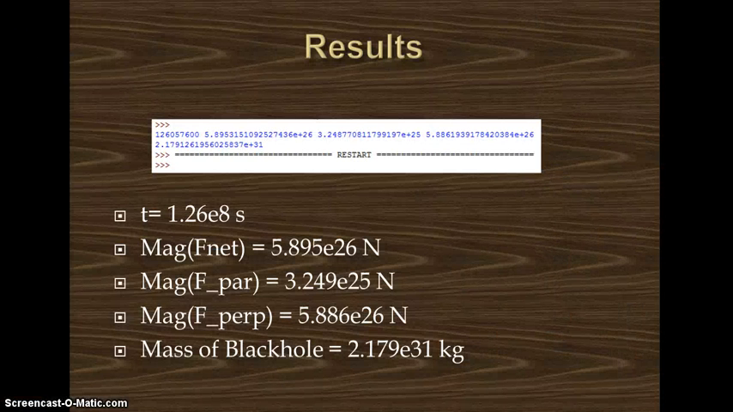And these are my results. I found my total time, my magnitude of Fnet, magnitude of F parallel and perpendicular, as well as the mass of my black hole printed out in my VPython code.